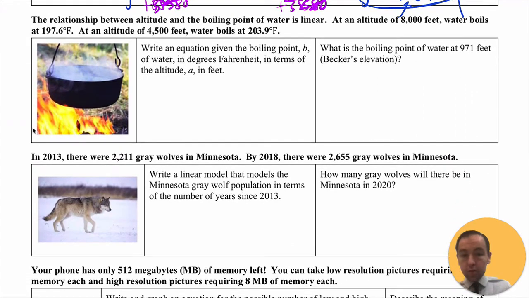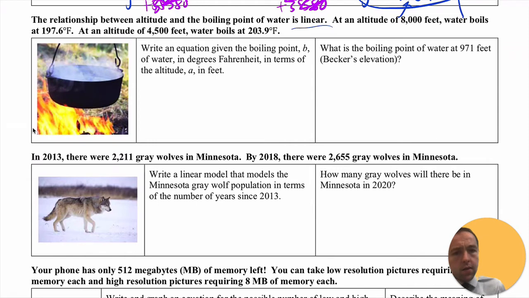Here we have the relationship between the altitude and the boiling point of water is linear, so it makes a line relationship. At an altitude of 8,000 feet, water boils at 197.6 degrees, and at an altitude of 4,500 feet, water boils at 203.9 degrees. So we are asked to write an equation given the boiling point B of water in degrees Fahrenheit in terms of the altitude A in feet.